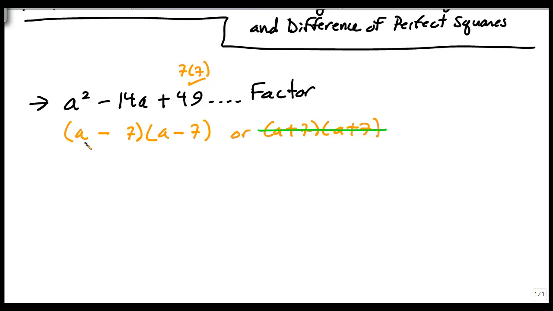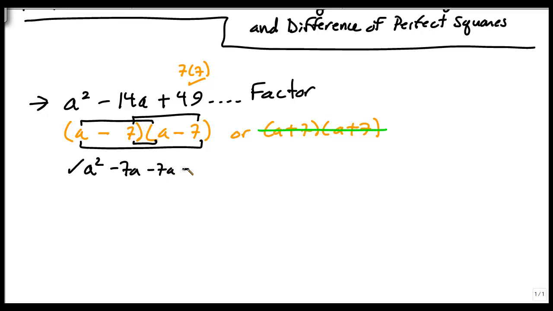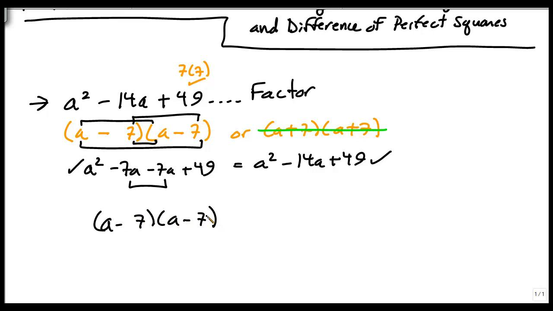I get my perfect square trinomial. When you FOIL this out, first, outsides, insides, and lasts, we should check it. I get a squared minus 7a, minus 7a, plus 49. Combining my middle terms, I have a squared minus 14a plus 49. So this checks. So my answer is a minus 7 times a minus 7. Now, a lot of times when you rewrite these, I'm multiplying a minus 7 by itself, so this is a minus 7 quantity squared.